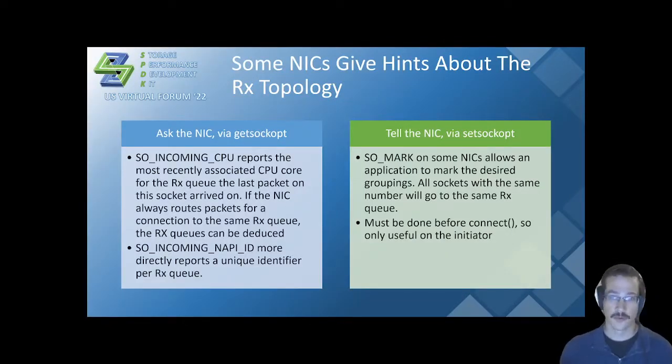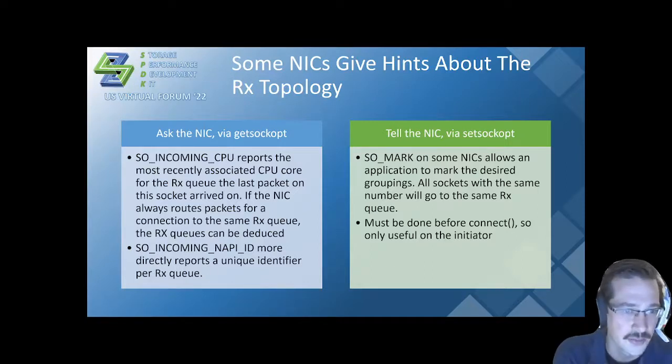So there are relatively new hints that tell you which RxQs are associated with which sockets, or really which sockets are associated with which RxQs. And there's a couple different ways this can happen. There's two flags. You can do getsockopt and ask the socket using either SO_INCOMING_CPU or SO_INCOMING_NAPI_ID, and it will report basically a number back to you.